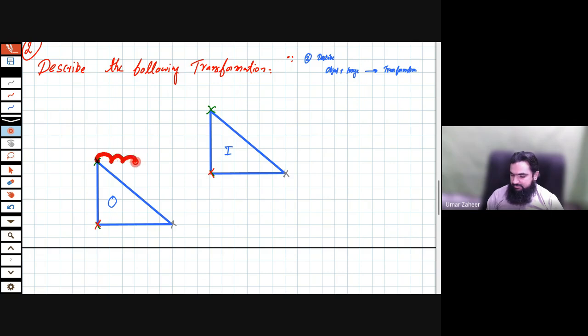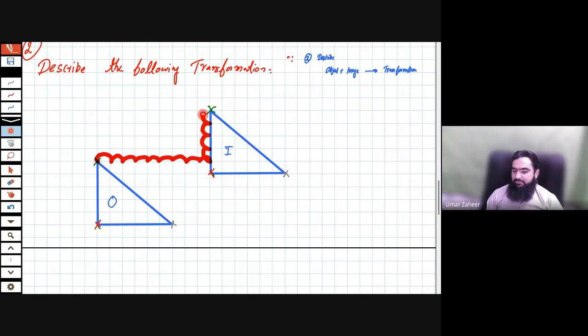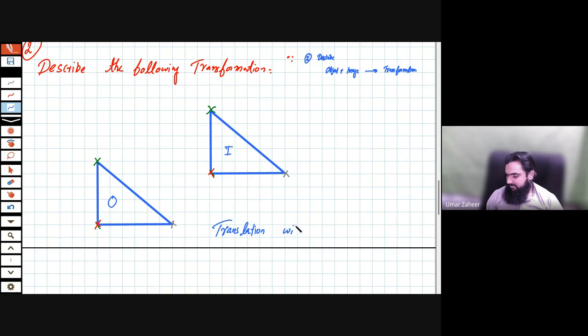So 1, 2, 3, 4, 5, 6, 7, 8, 9. We have to move 9 places toward the right side. Is it positive 9 or negative 9? Positive 9. Then 1, 2, 3, 4: 4 places upward. So it's 9, 4. You have to say that it is a translation with vector (9, 4). That's it.